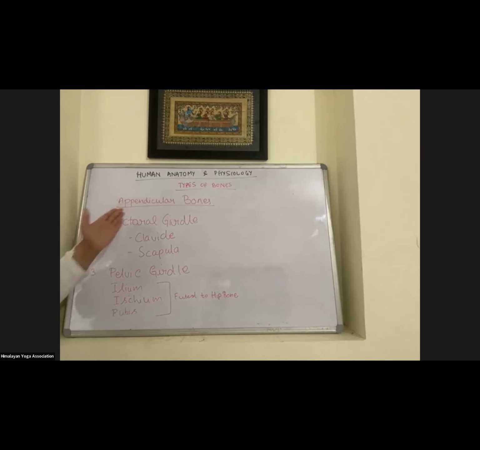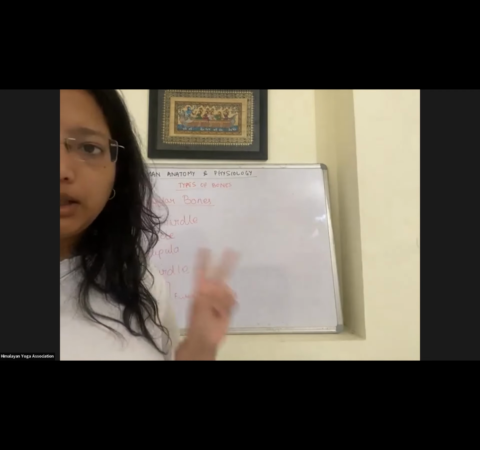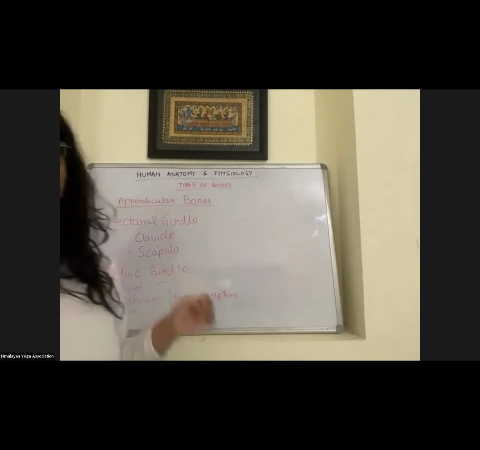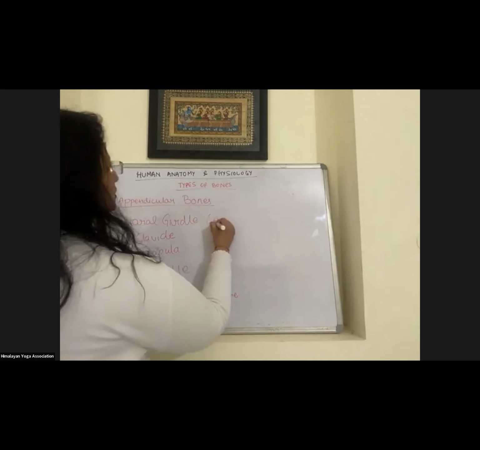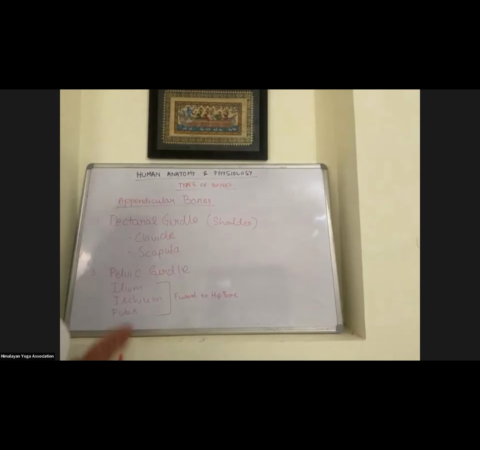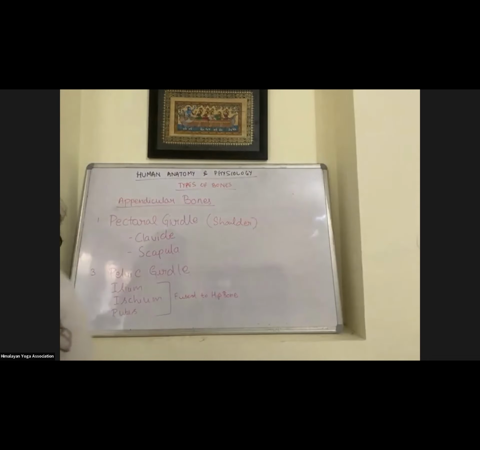So, appendicular bones, as we studied, are composed of the arms, legs, pectoral girdle, and the pelvic girdle. Okay, the shoulder and the hip. This is the shoulder, and this pelvic girdle is the hip bone. Okay, so let's see a diagram of it.